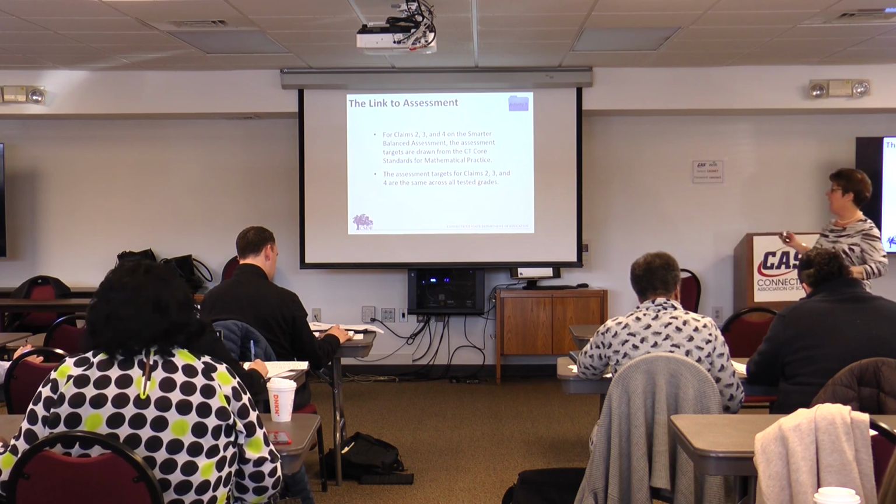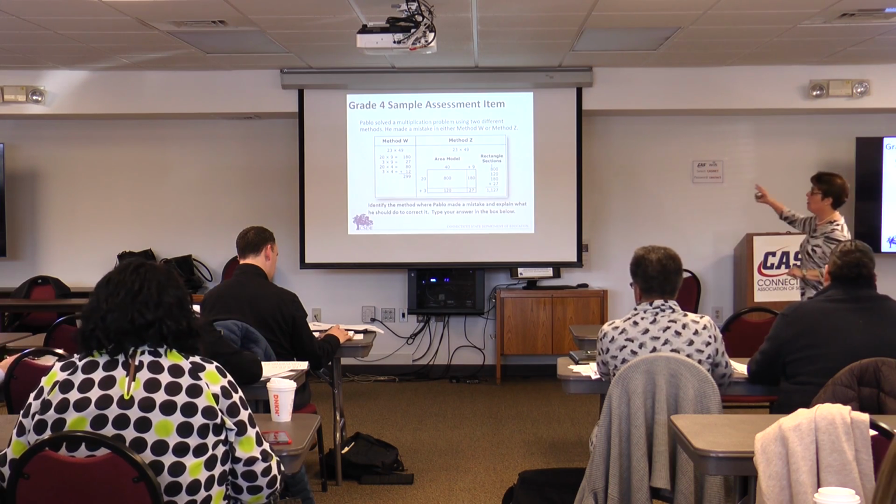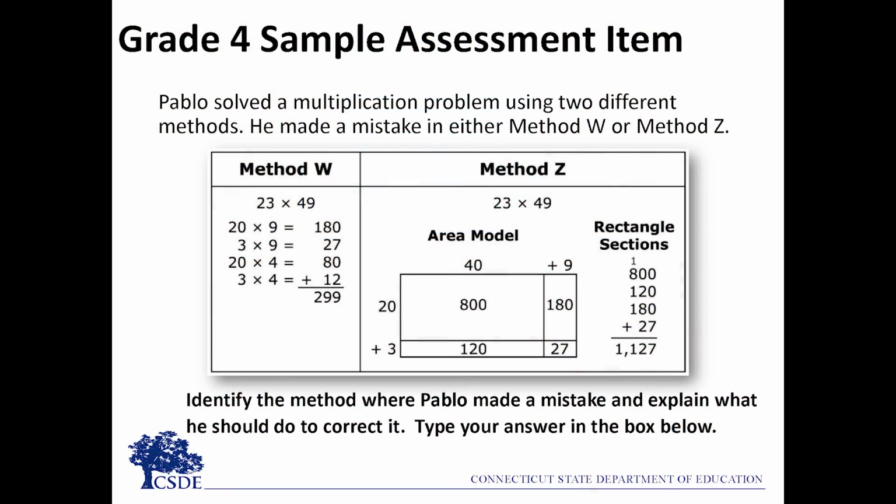So we are just about out of time, and I'm not going to keep you late, but just to give you an idea, this is a 4th grade sample item. Pablo solved a multiplication problem using 2 different methods. He made a mistake in either method W or method Z. Identify where he made the mistake and explain what he should do to correct it.